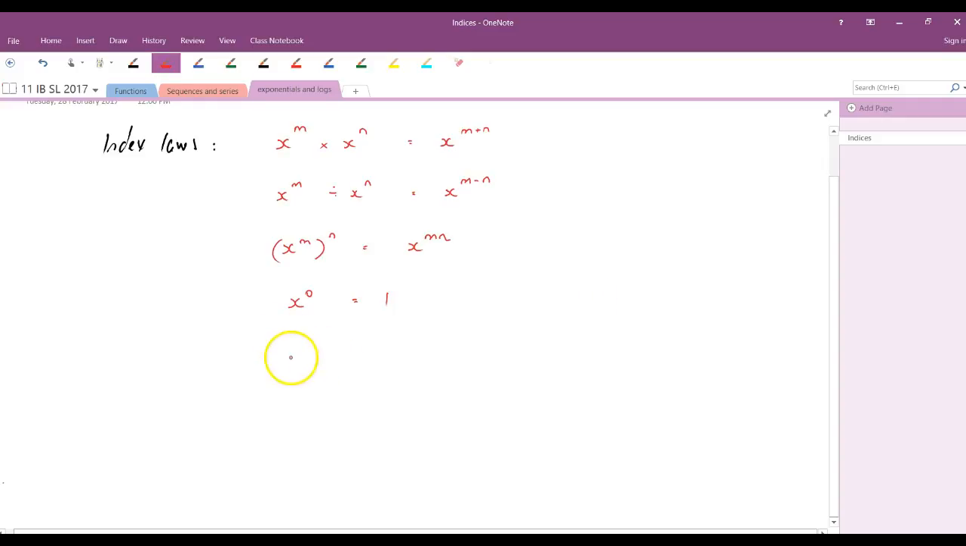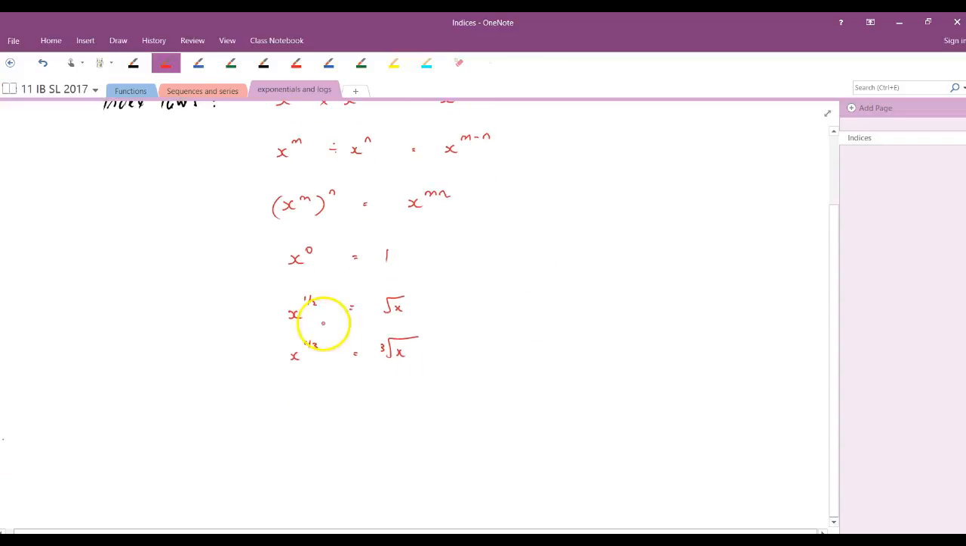So x to the power of 1/2. Hopefully you remember that that's equal to the square root of x, and x to the power of 1/3 is equal to the cube root of x. So it's going to be really important for us to be good at converting between fractional powers and these radical expressions. Radical expressions meaning square root, cube root, fourth root. They're called radical expressions. But more generally here, x to the power of 1 over n will equal the nth root of x.